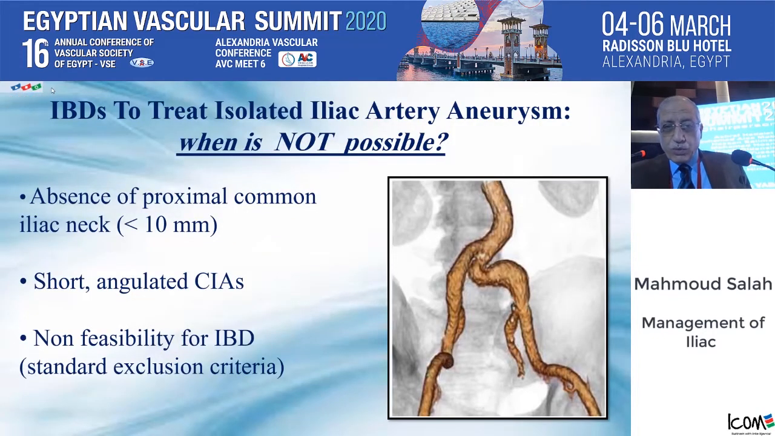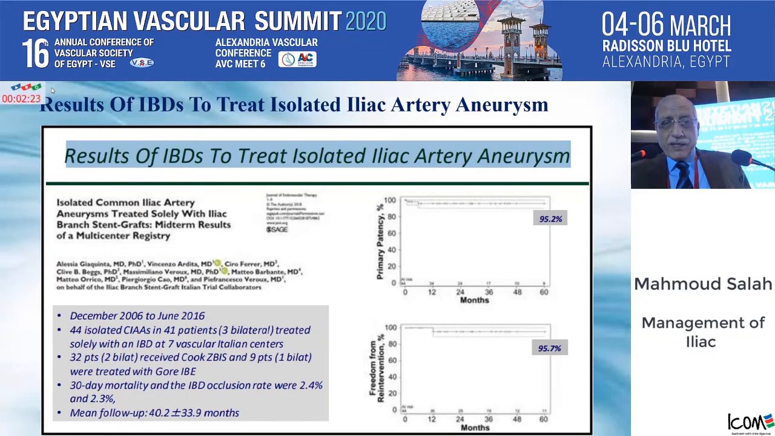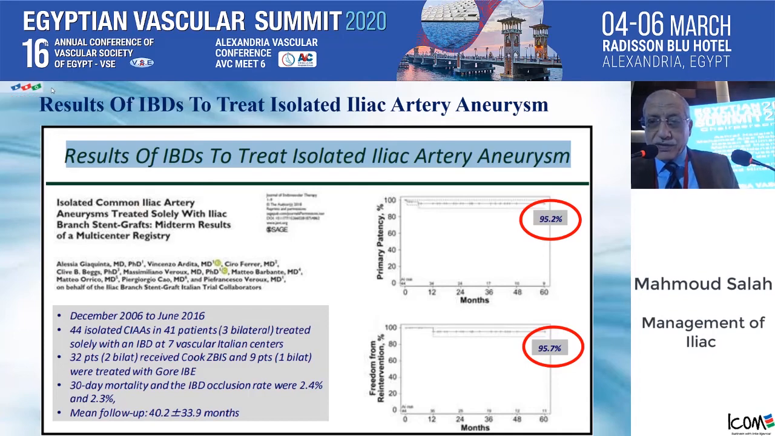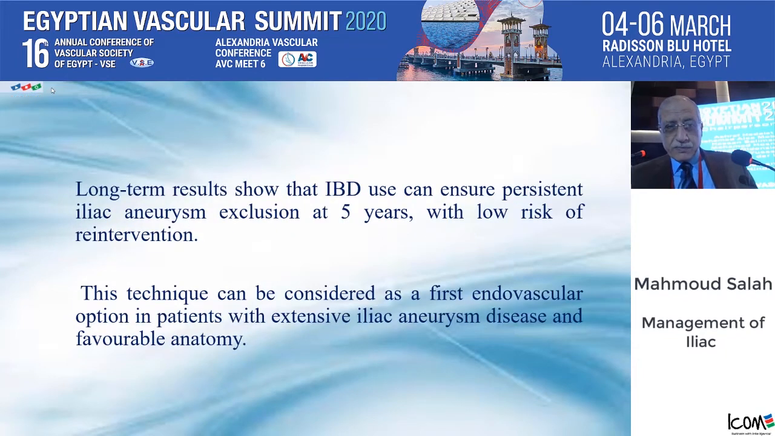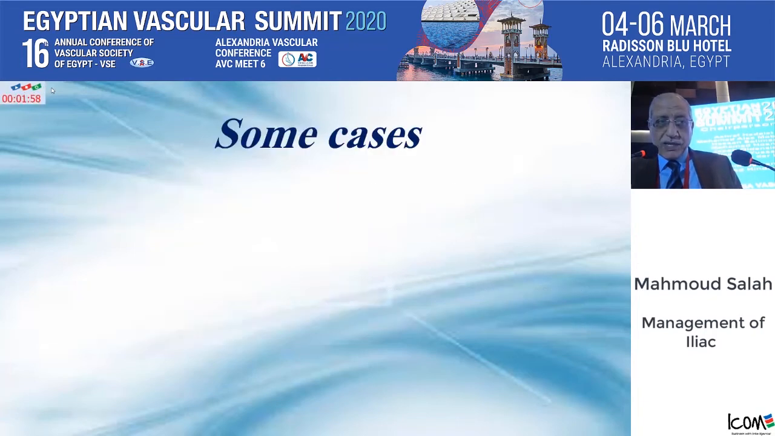When it's not possible, when you don't have this neck, or you have a short or angulated one, these are the results of IBD to treat isolated iliac artery aneurysm. It's reaching 95%. So isolated iliac branch device implants are a safe and effective treatment option, and actually should be the number one option. The long-term results, at 5 years, are very good. Just some cases.